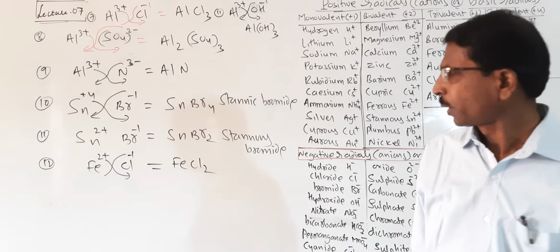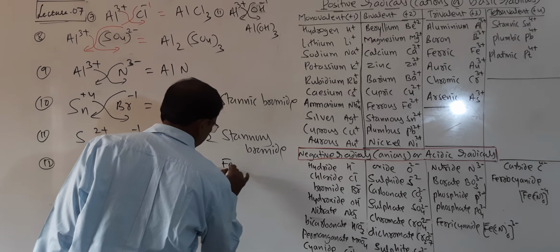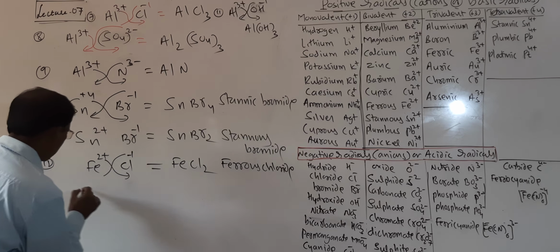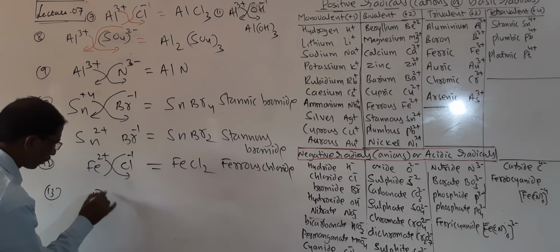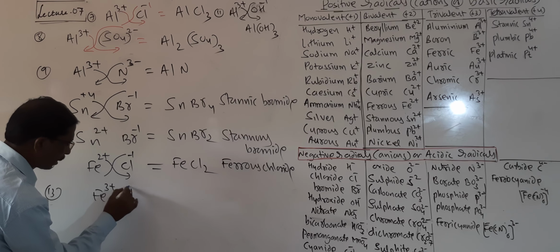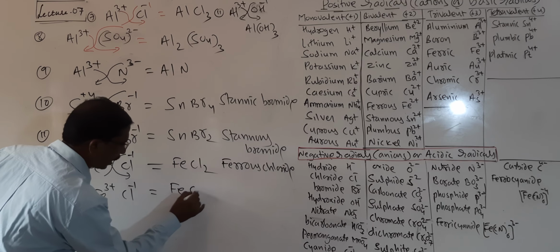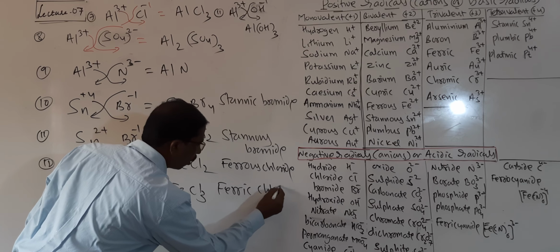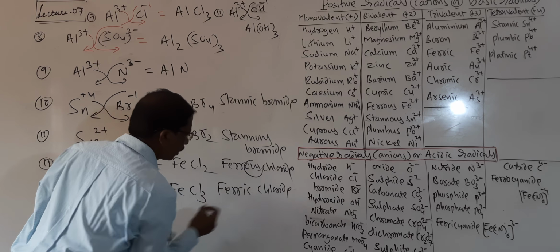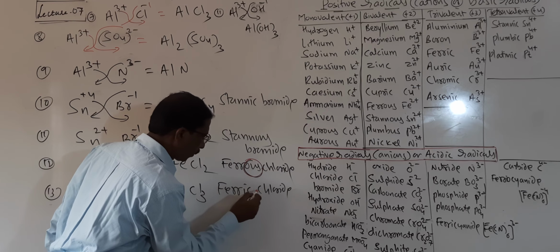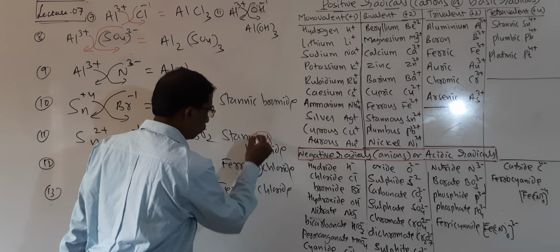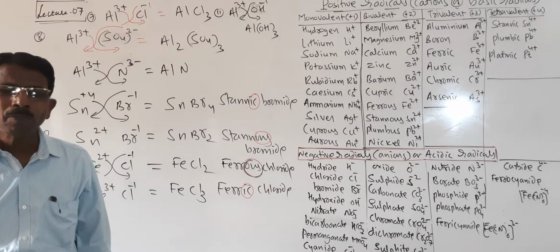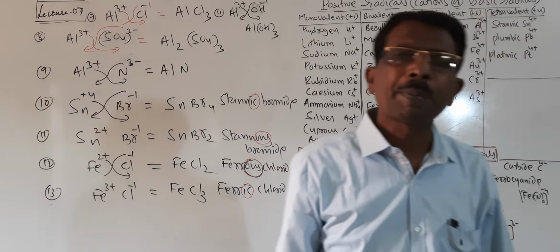Ferrous chloride. And the same with the next example, Fe 3+ and Cl minus, it becomes FeCl3. It is called ferric chloride. Similarly, stannous and stannic. Remember, these are called variable valencies.